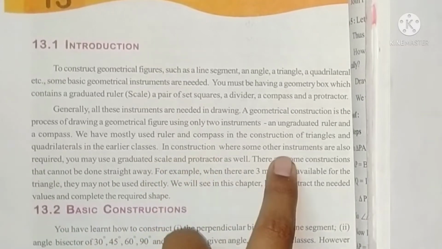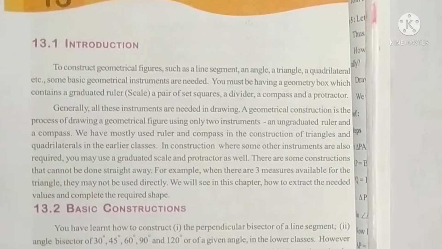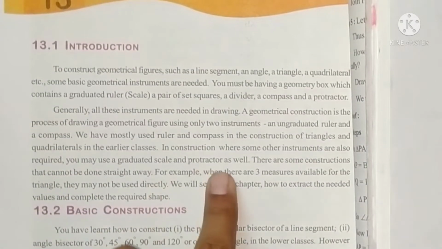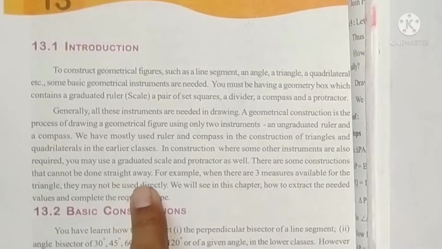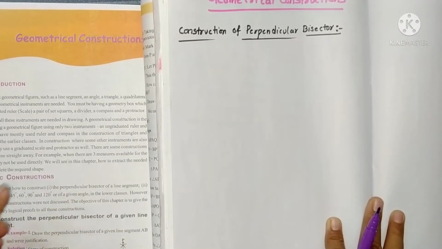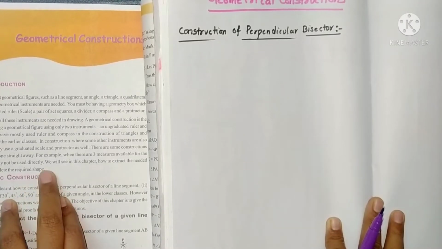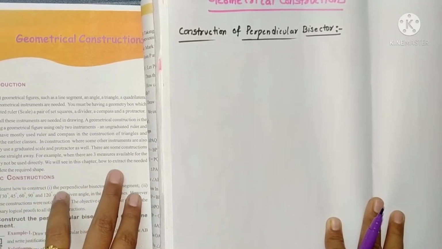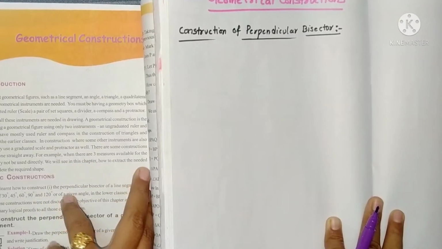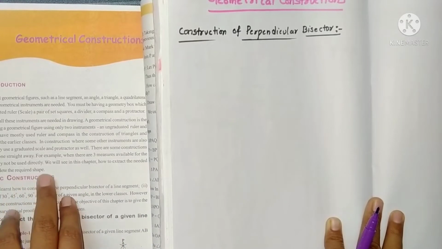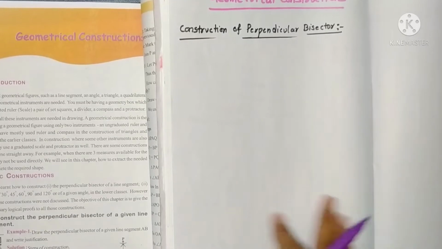In some constructions, other instruments are also required. For angles, we used a protractor. There are some constructions that cannot be done straight away. So especially in this chapter, without using a protractor, just using scale and compass only, we will see the constructions. We will see in this chapter how to extract the needed values and complete the required shape. So let us start our chapter.